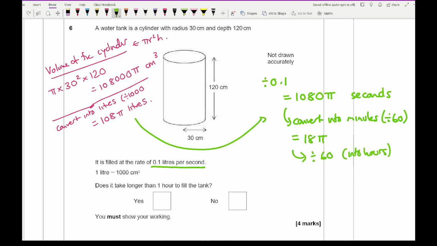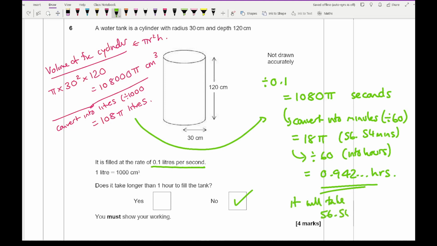Now 18 pi is basically 56.54 minutes. So I know straight away from there, it's then going to give me the hours. So divided by 60 equals 0.942, and that's in hours. So is it going to take longer than 1 hour? No, it's going to take quicker. And you can just say that it will take 56.54 minutes or 0.94 hours.